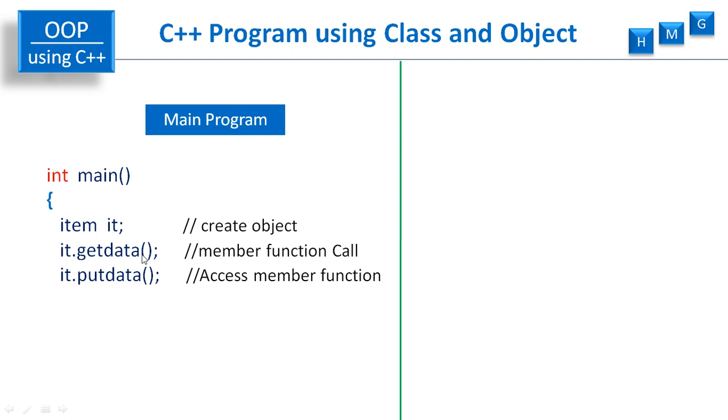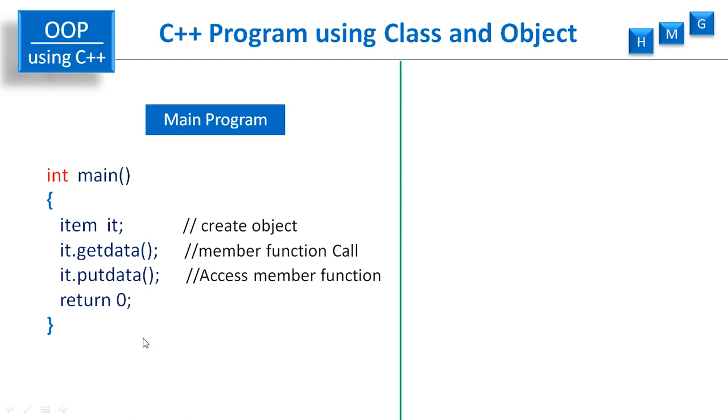End the main function with return 0. So here, as the return type of main function is int, you have to return some integer value. The integer value is 0 here. End of the main function. Let us see when you run this program, what will be the output.